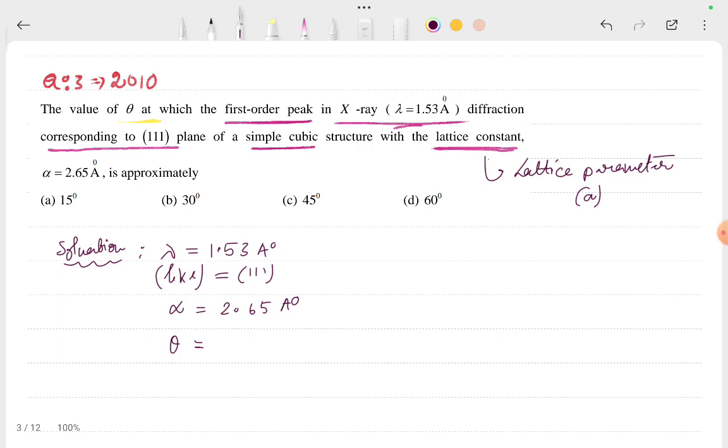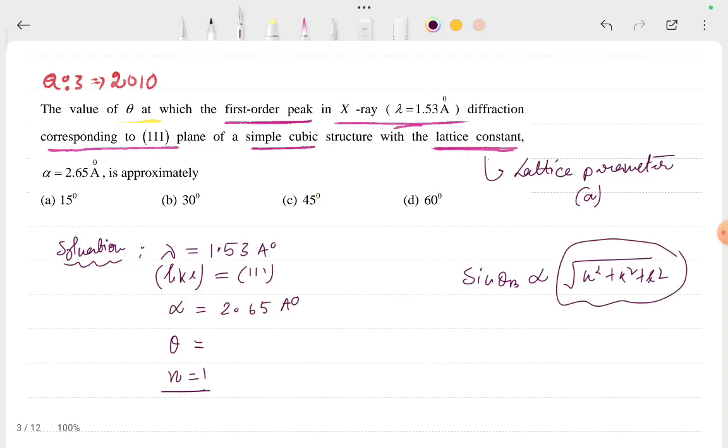Okay, here theta means we get a first order peak and n equals 1. This is for first order peaks. We have already discussed this point about the angles. Sin theta B is directly proportional to the square root of h square plus k square plus l square, right? It means if the h k l values are given, then we get theta B as usual by default.